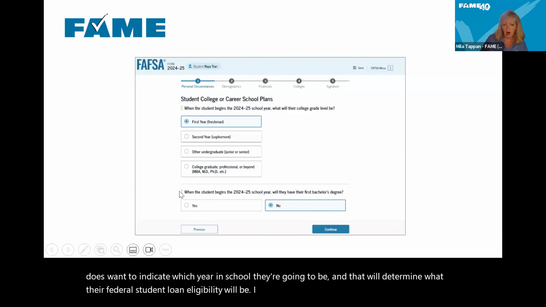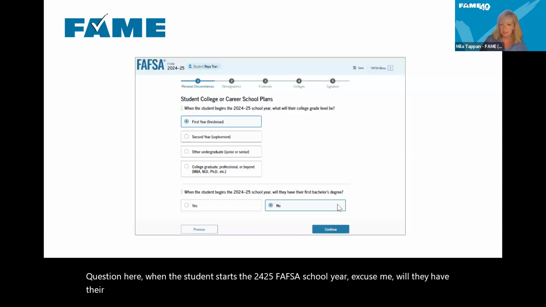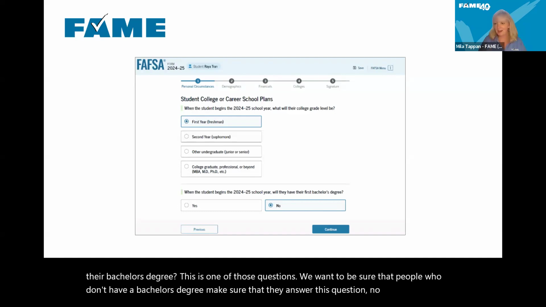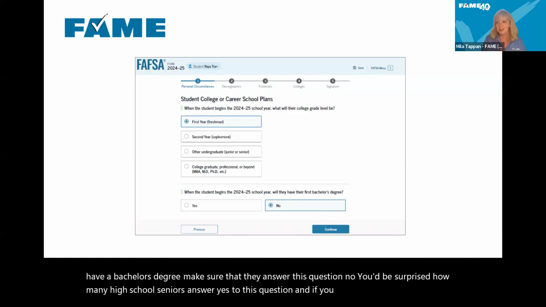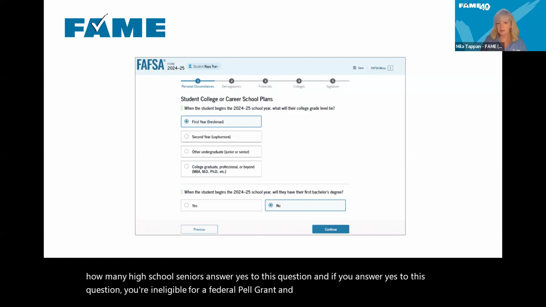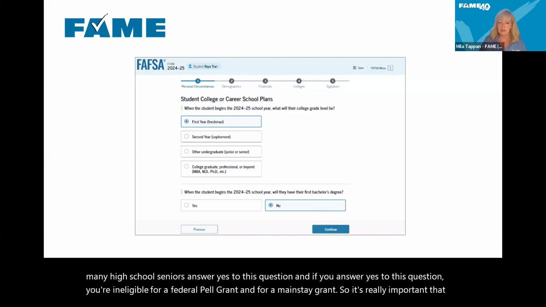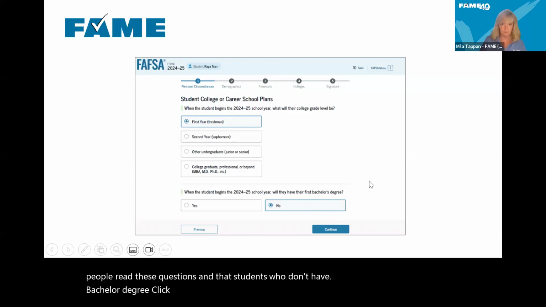I do also want to call attention to this question here. When the student starts the 24-25 FAFSA school year, will they have their bachelor's degree? This is one of those questions where we want to be sure that people who don't have a bachelor's degree make sure that they answer this question no. You'd be surprised how many high school seniors answer yes to this question. And if you answer yes to this question, you're ineligible for a federal Pell Grant and for a Maine State Grant. So it's really important that people read these questions and that students who don't have a bachelor's degree select no for that one.